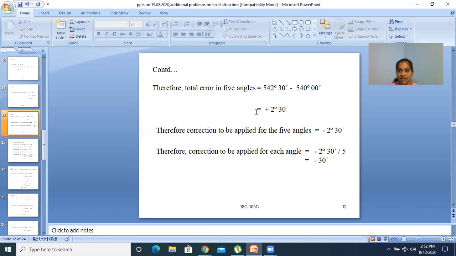How many angles are there here? 5 angles. Therefore, the correction is equal to minus 2 degrees 30 minutes divided by 5. How much is it? It is minus 30 minutes. 30 minutes, 30 minutes, 30 minutes, 30 minutes, 30 minutes makes 2 degrees 30 minutes. So we have to apply a minus 30 minutes correction at all the 5 angles.